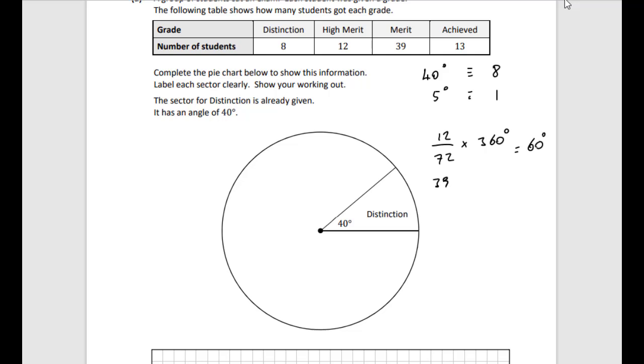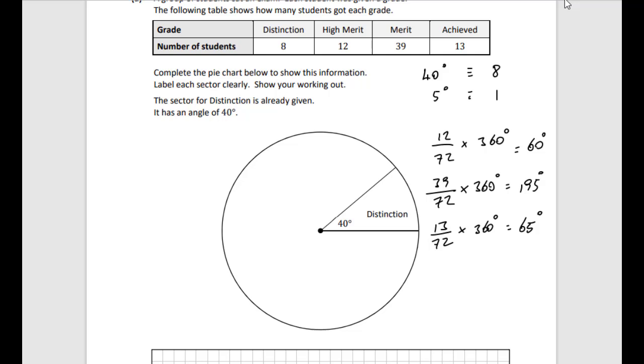You can do 39 over 72, this is the merit, multiplied by, that's the fraction that we need to draw, so what is that out of 360? If you do that, you get 195 degrees. And let's see, we've got 13, so we do 13 over 72, multiply that by 360 degrees, that'll give us 65 degrees. So after that, you just got to draw it.